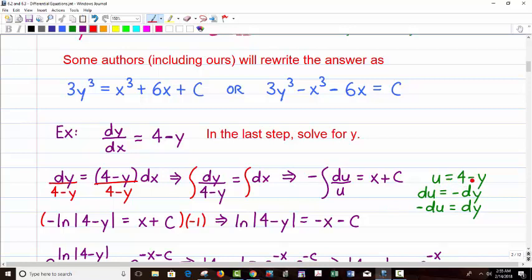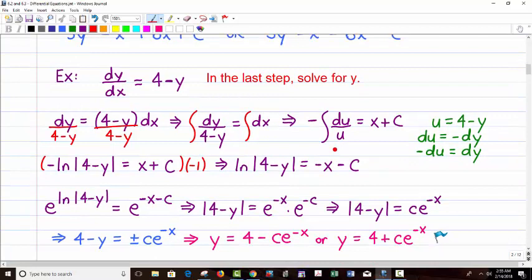And then if you let u equal 4 minus y, du would be negative dy, so negative du equals dy. So this integral becomes the negative of the integral of du over u, which is automatically a natural log. The antiderivative is negative natural log of the absolute value of 4 minus y. And then you have x plus c on the right.